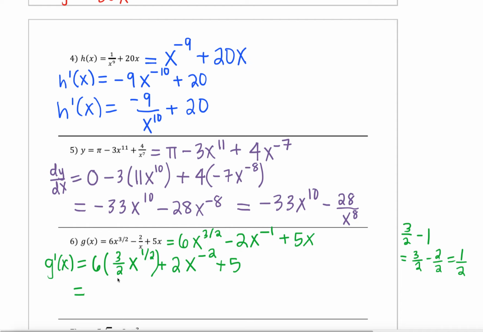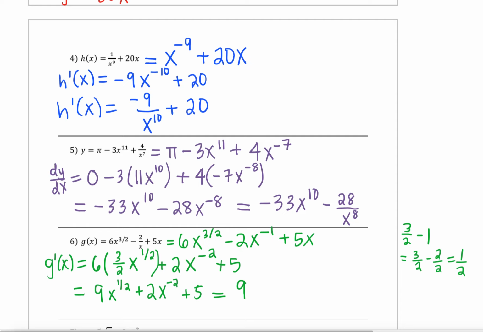On our next step, let's start simplifying this. So 6 times 3 halves would ultimately give us 9. Then I've got x to the 1 half plus 2 times x to the negative second plus 5. Now, we've got a few things that we can actually simplify with this. The x to the 1 half can be written differently as well. Anybody remember what x to the 1 half is? Think about another way to rewrite that.